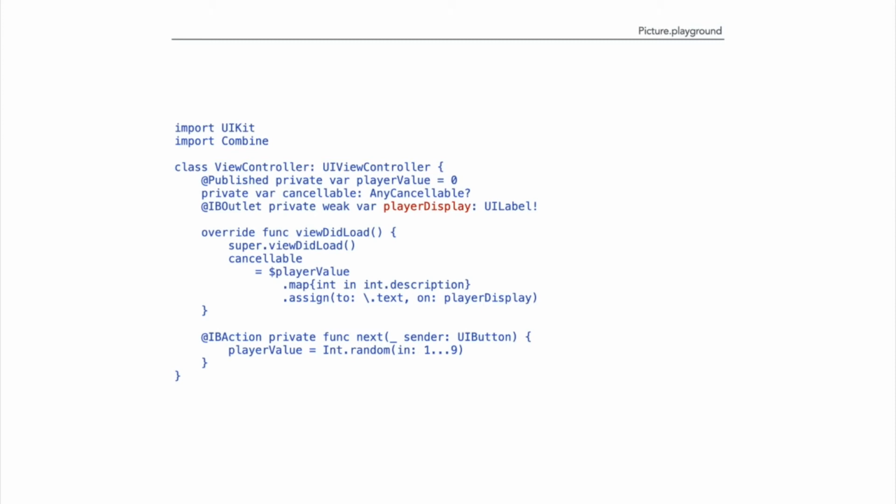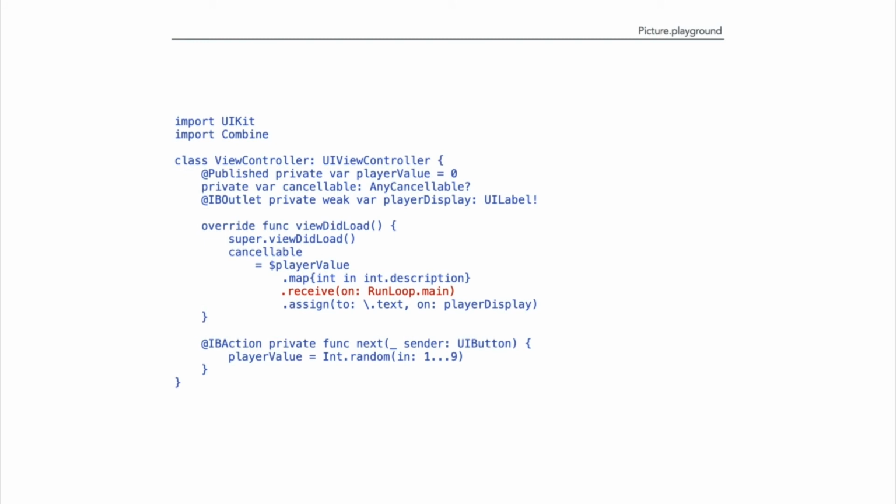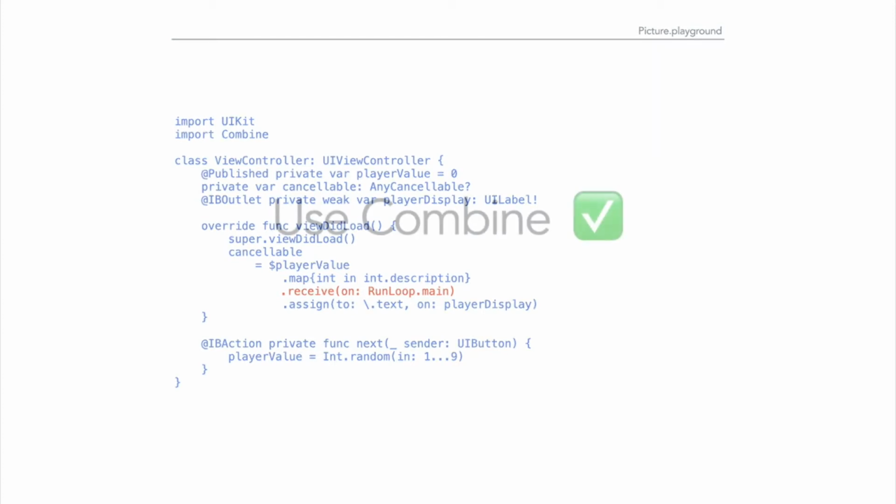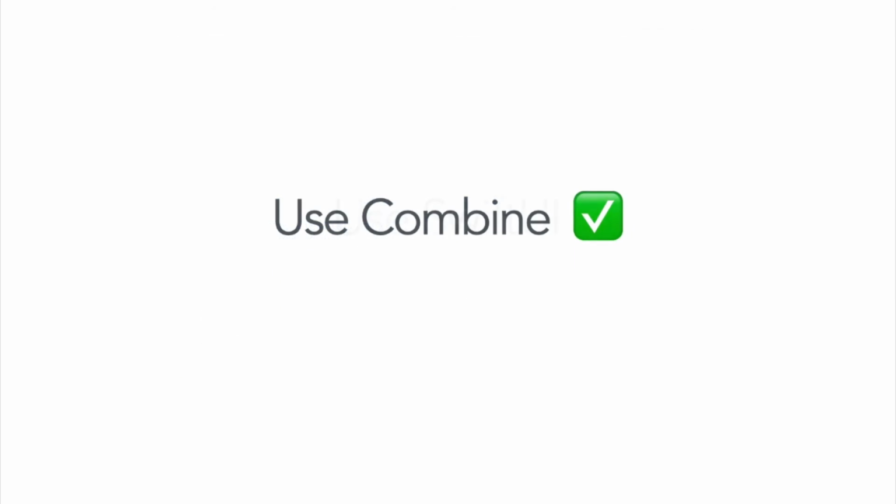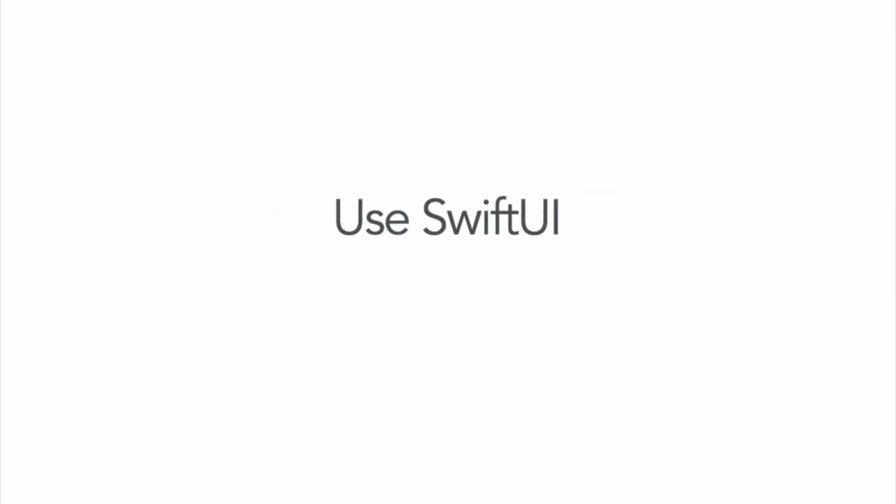And in this case, we know that we're on the correct thread, but you don't always know that. So if you're about to do something that results in a change to the GUI, you should always push to the main thread, and we do that with the operator receive. And so we take whatever comes out of map and we push it to the main thread using receive on run loop main. And now we've re-implemented our example using Combine. Let's re-implement it using SwiftUI.